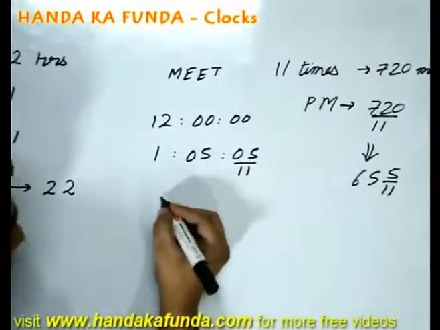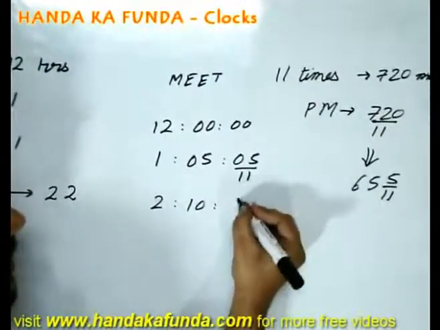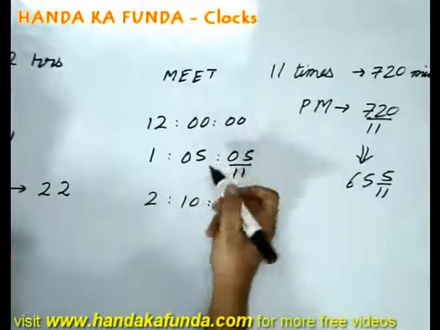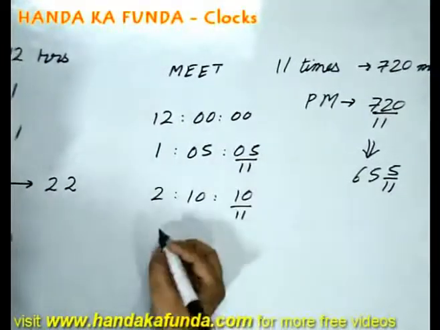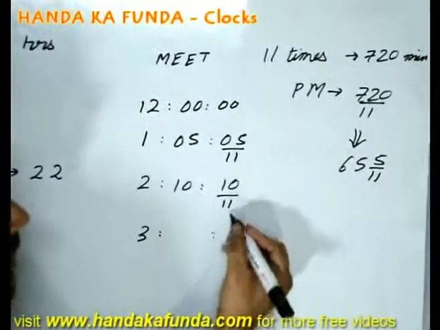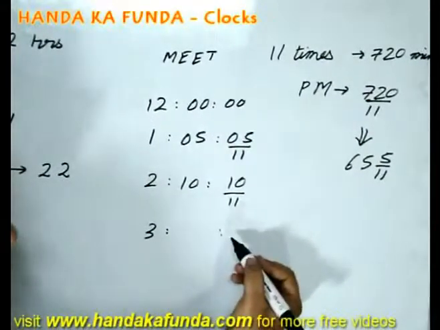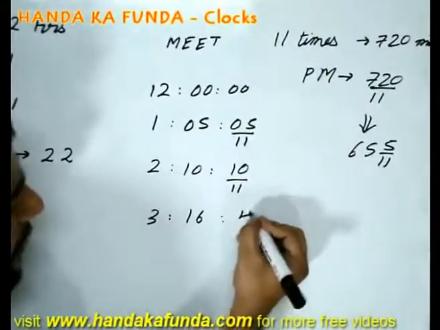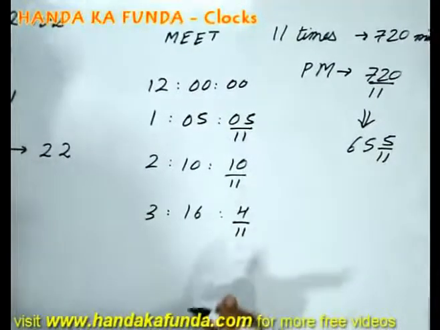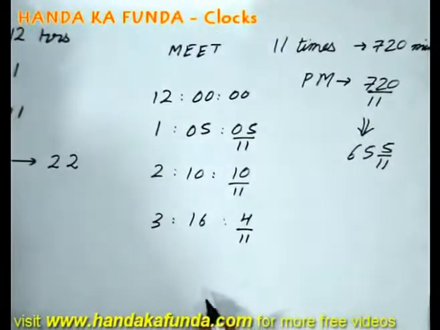What about the next one? The next one will happen at 2:10 and 10 by 11, which is 1:05 and 5 by 11 after the first one. The next one will be 3:15 and 15 by 11. But since 15 by 11 is more than 1, this would become 3:16 and 4 by 11. And similarly, you can figure out the rest as well.